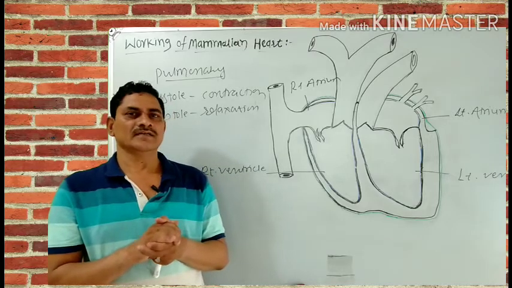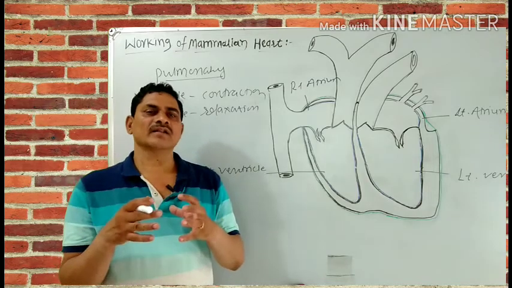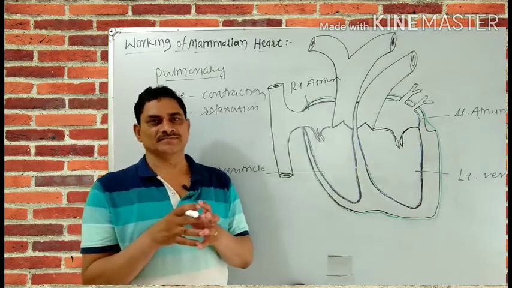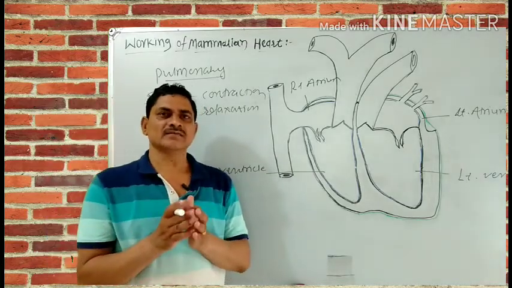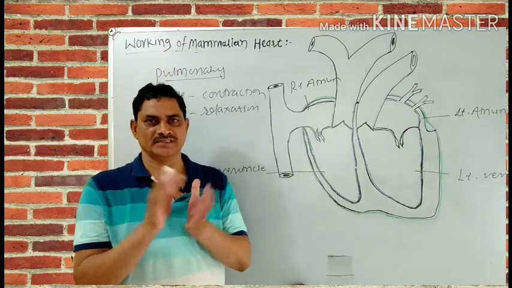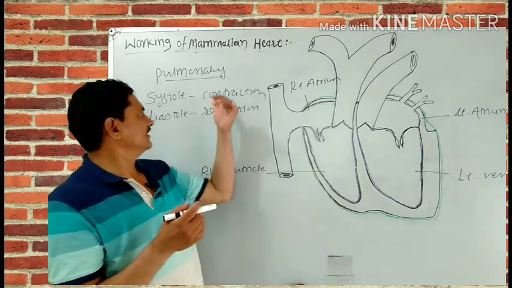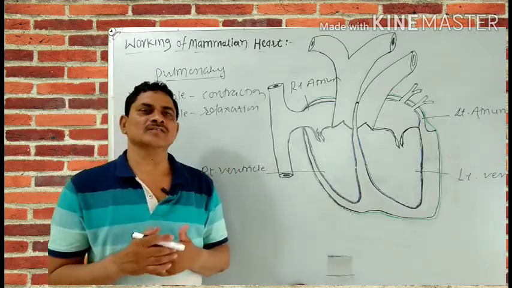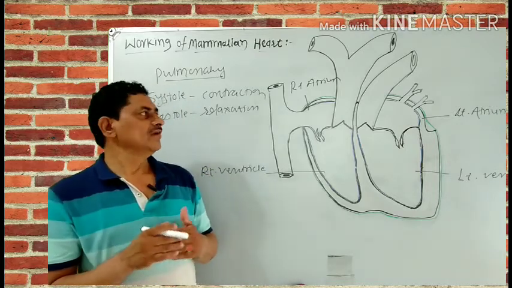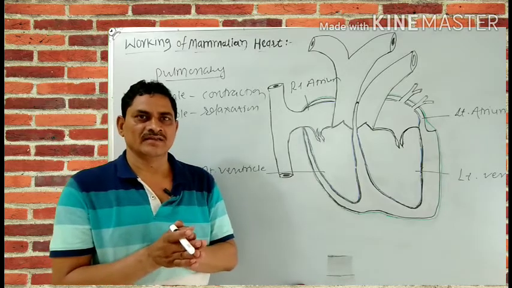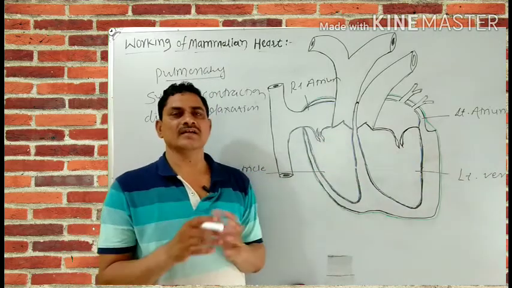Due to the contraction, or the systole, the heart chambers decrease in their size, and due to the diastole, or the relaxation, the heart chambers come back to their original positions. These are the alternate phases, the contraction and relaxation, or the systole and diastole. The heart chambers never contract simultaneously. At first the atria contract and then the ventricles contract.